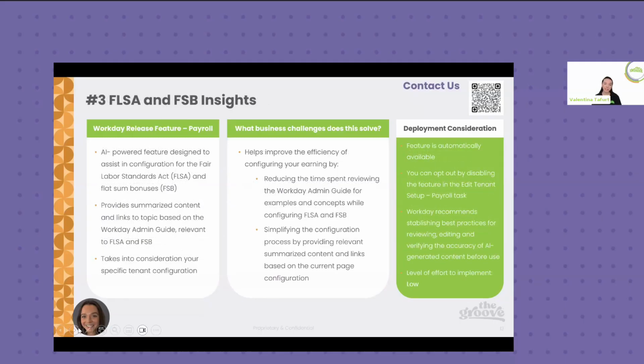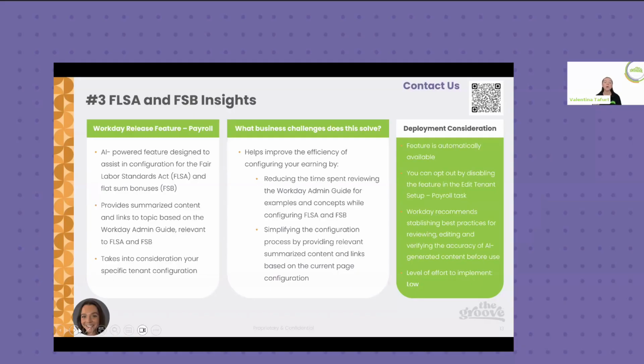The third release item that we're going to talk about is the FLSA and FSP Insight. This is also an AI-powered feature, and it is designed to assist the configuration of the Fair Labor Standards Act, as well as the flat zone bonuses. And so what this does is it uses AI to help you when you're configuring an earning that either has FLSA implications or flat zone bonus implications.